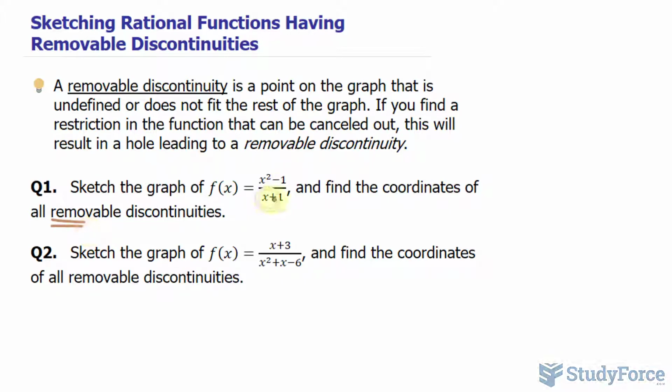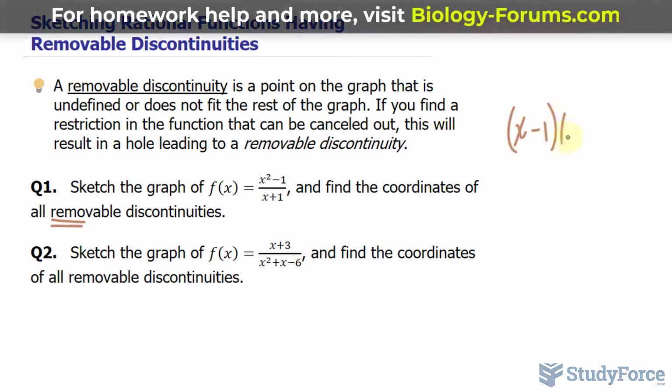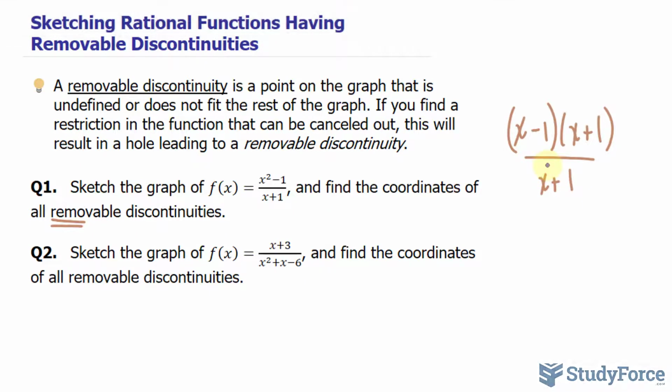As you can see, at the bottom we have x plus 1, and at the top it's x squared minus 1. That's a difference of squares that can be factored as x minus 1, x plus 1 over x plus 1. As you can see, the restriction at the bottom, given that this is a fraction, if you set it not equal to 0 and solve for x, you end up with x cannot equal negative 1. So that's a restriction. The graph doesn't exist at x being negative 1.